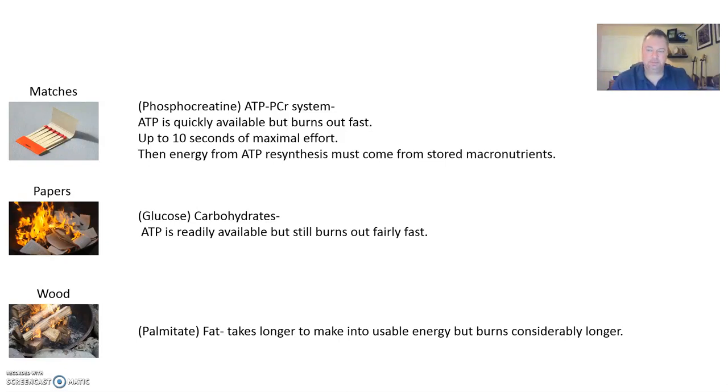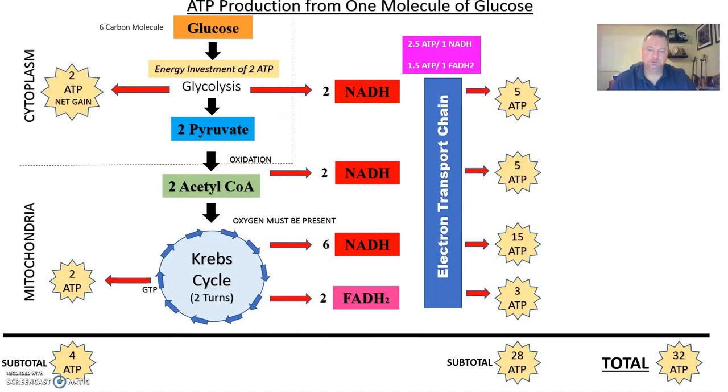Let's specifically talk about glucose and palmitate. So let's talk about ATP production from one molecule of glucose. Glucose itself is a 6-carbon molecule. And to start this process, we have an energy investment of 2 ATP. Glucose will go through glycolysis, in which the 6-carbon molecule of glucose will be divided basically into 2 3-carbon pyruvates.